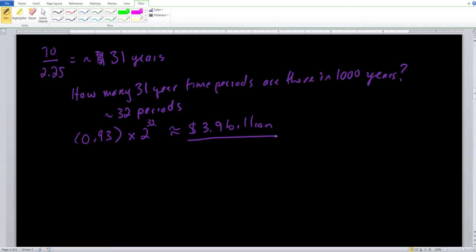According to the rule of 70, if we have 93 cents in our bank account and we're doubling our money for 32 time periods, and it takes 31 years for our money to double, we have roughly $3.9 billion. And in the video, the value was $4.3 billion. So once again, it gives a pretty good approximation of the actual value.